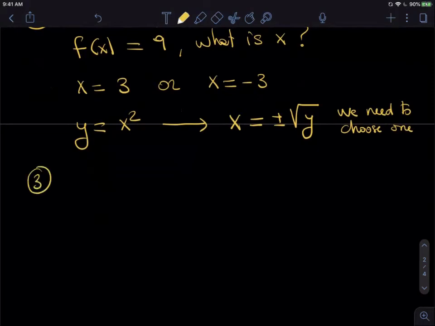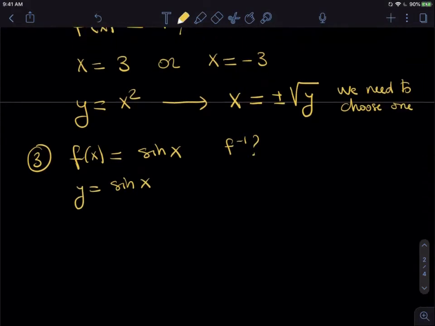And then let's do one more example. f of x equals the sine of x. Okay, this one is typical, right? So if we have y equals the sine of x, can I find an inverse? So let's do one particular example. Let's say f of x equals 1/2. So in this case, what is x? What is the original input?